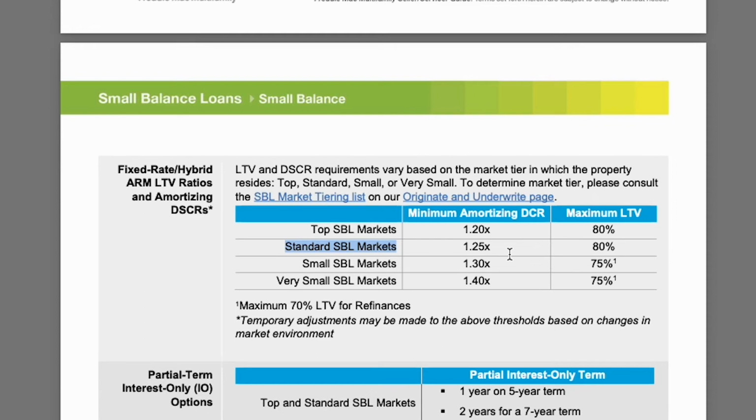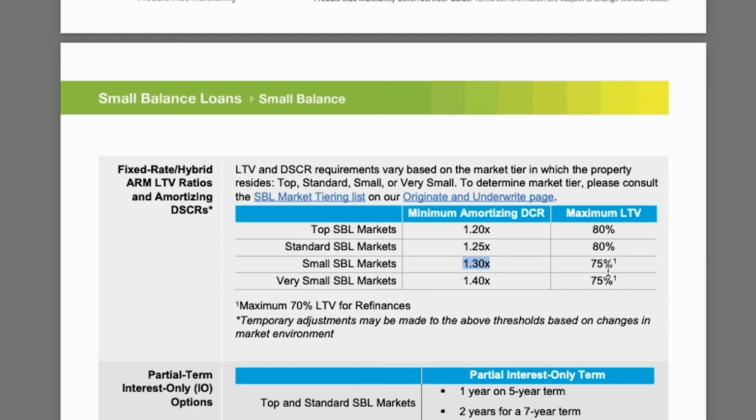Now, if you're in a small SBL market, all this is determined by Freddie and Fannie. It's pretty much standardized. But if you're in a small market, then your minimum debt service coverage ratio is 1.30 and your maximum LTV is 75%. And if you're in a very small SBL market, then your minimum DSCR is 1.40 and your maximum LTV is 75%. Now, all of these can be adjusted up and down at Freddie Mac's sole discretion. All right, now let's look at our interest only.